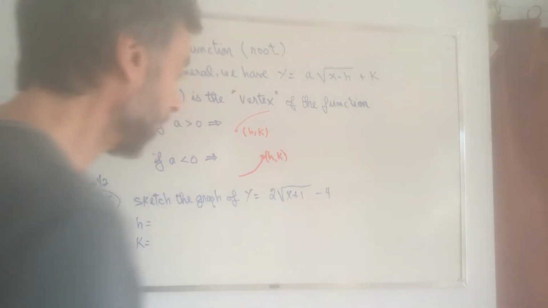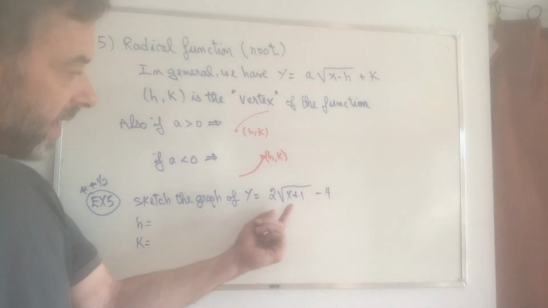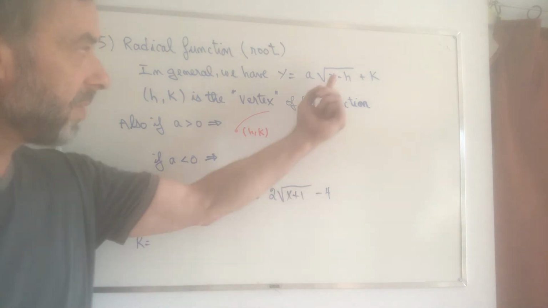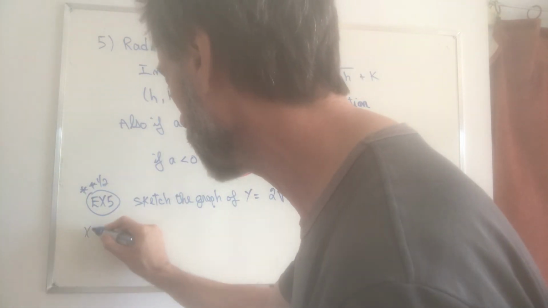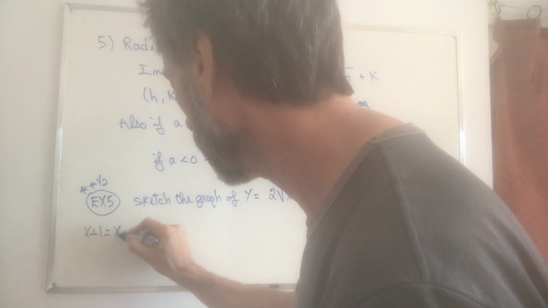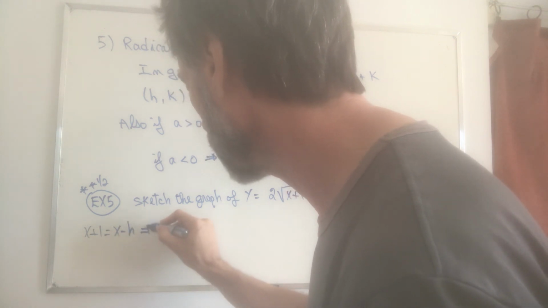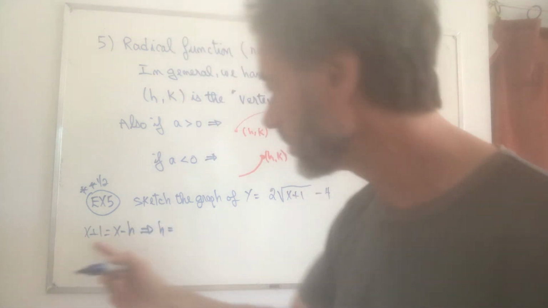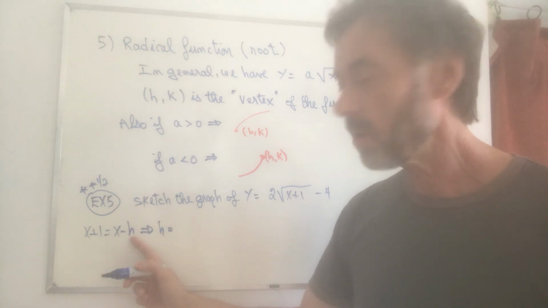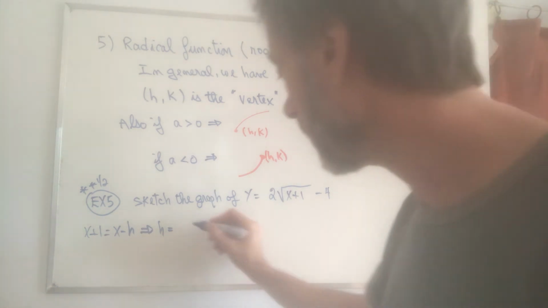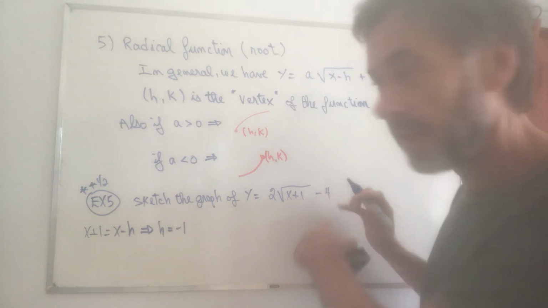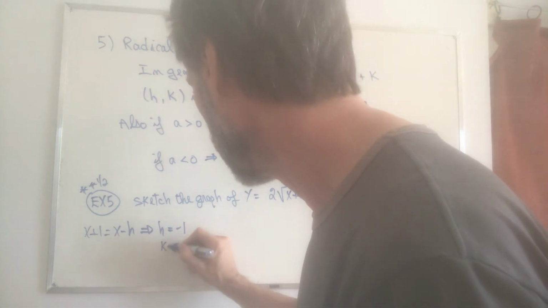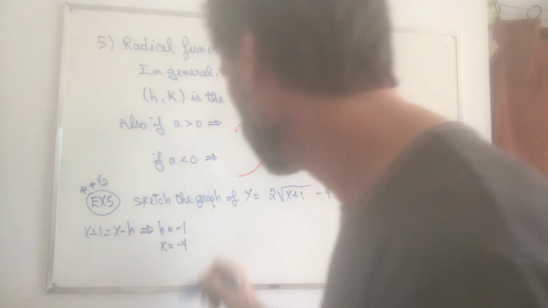So what do we have here? x plus 1 is to be compared with x minus h. If you eliminate the x's, you'll have 1 equals minus h. That means h is -1. As for the k, it's the trailing value at the end, so k is just -4.